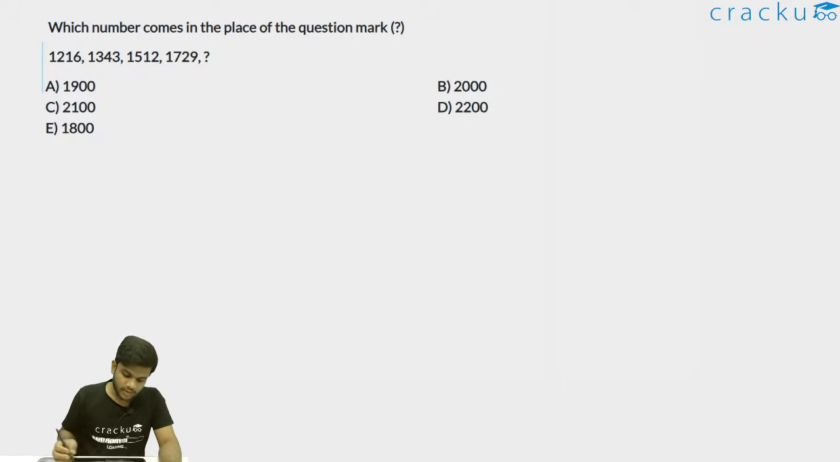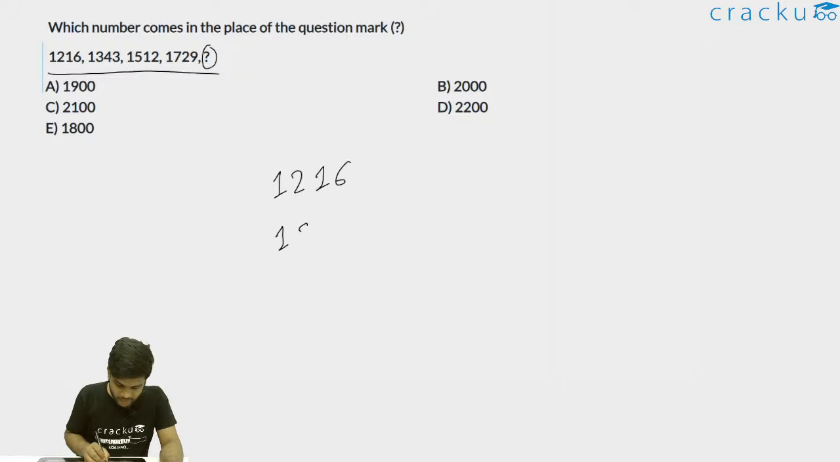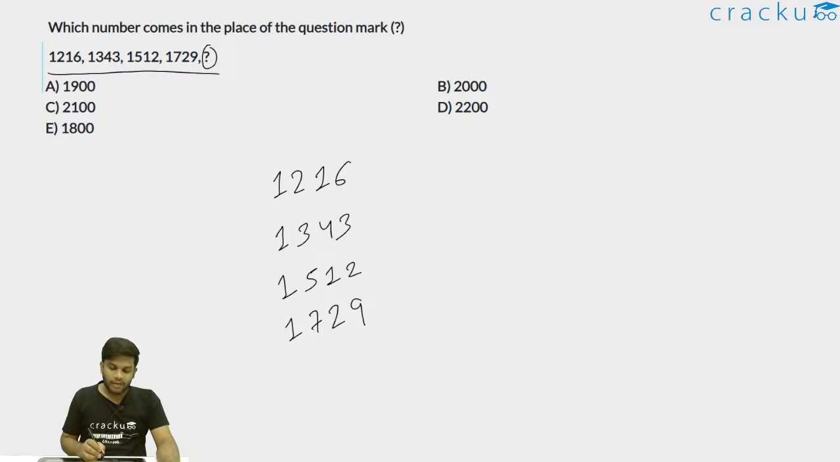Okay, so in this question we have to find the last number which comes here. In all these numbers, 1216, 1343, 1512 and 1729, we can find one thing which is common in all four numbers.